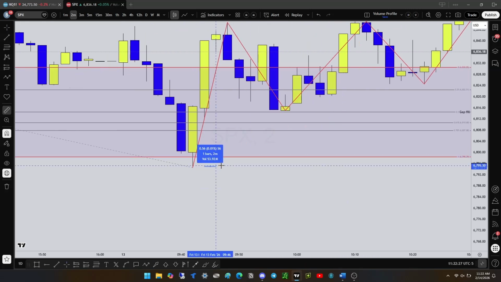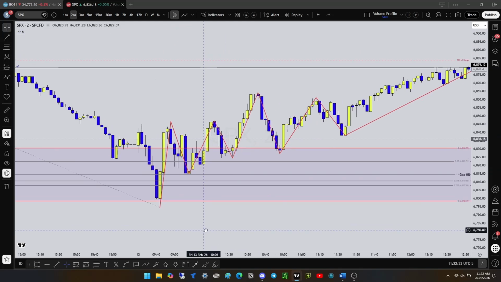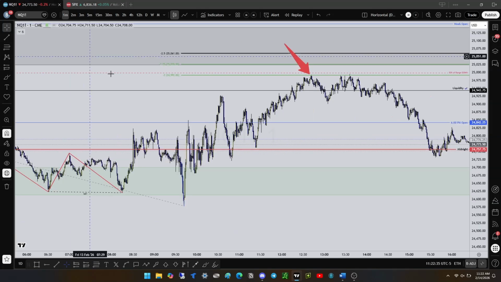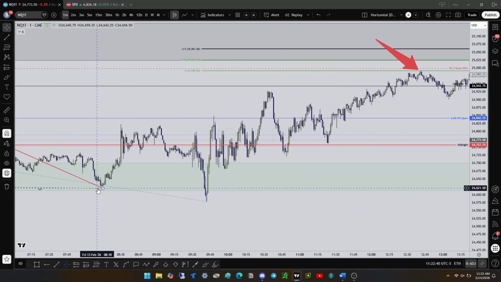Just to the bottom of the gap. It went 3 points beyond the gap. That is amazing for you to time along. What was NQ doing at the time? NQ was coming down, sweeping.